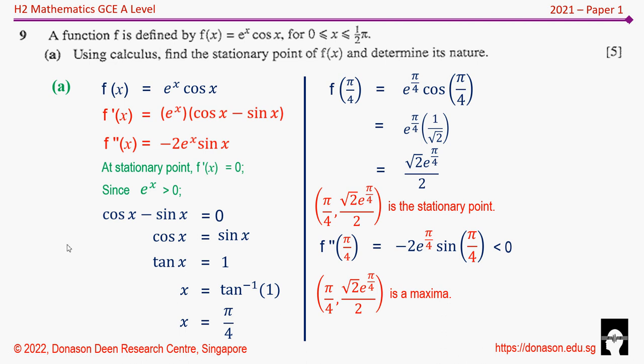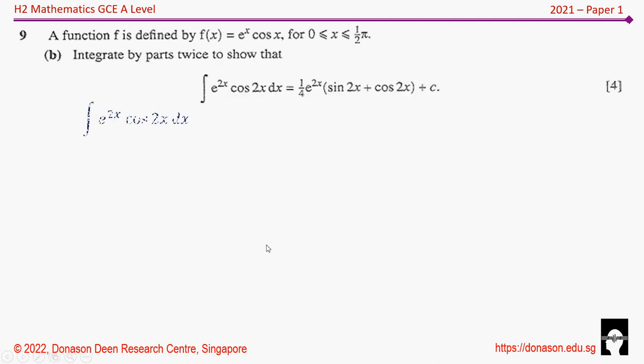Now let's look at part B. We are given a function f of x defined as e to the power of x cos x. Integrate by parts twice to show that the integral of e to the power of 2x times cosine of 2x dx should be equal to a quarter of e to the power of 2x times sine of 2x plus cosine of 2x, plus a constant of integration c.